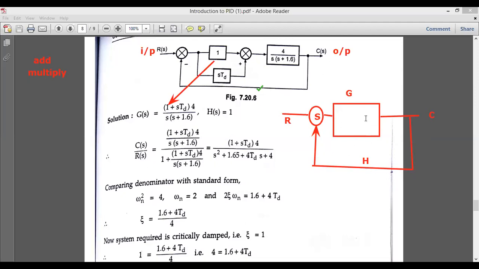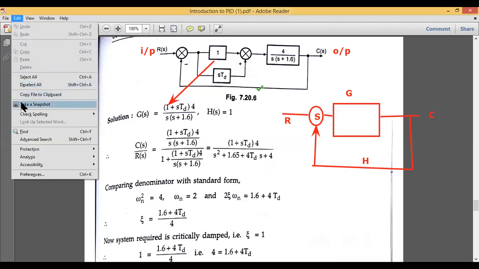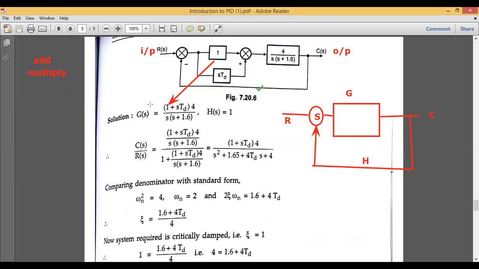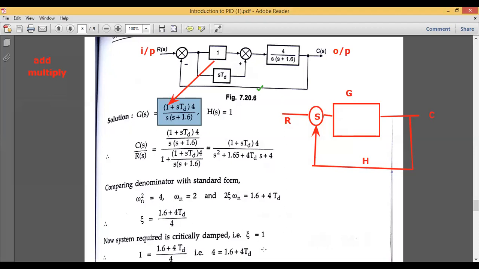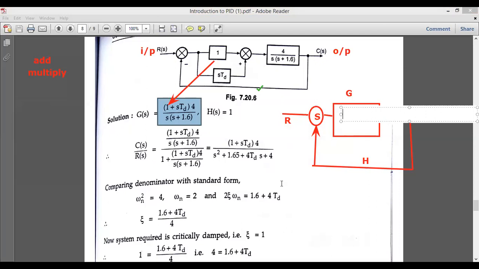H(s). Now the whole G block is equal to this particular value, that is (1 + sTd) into 4 divided by s multiplied by (s + 1.6). Once you write the values, or once you identify the values, just by taking the takeoff points or the summing points, those particular values will be entered at this particular level. Here it is not possible, fine.